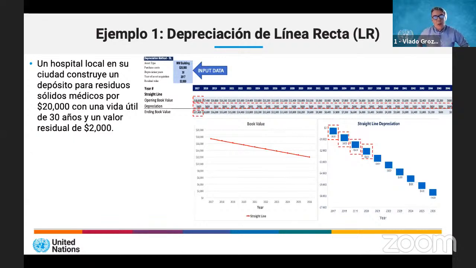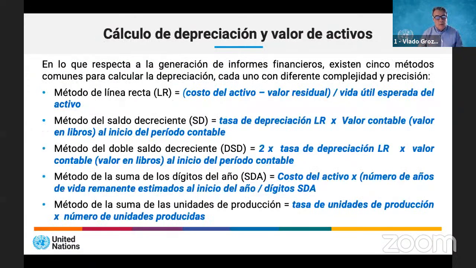Straight line depreciation is the easiest method to calculate. Simply divide the asset basis by its useful service life to calculate the annual asset depreciation. For example, if we have bought one asset of $100,000 and the estimated service life of this asset is 50 years, when we divide 100,000 by 50, it's $2,000. That's a very simple method.